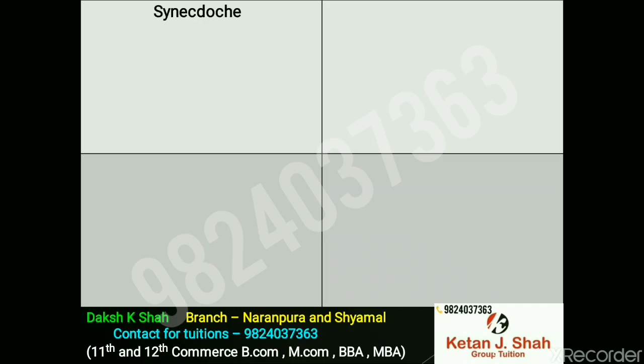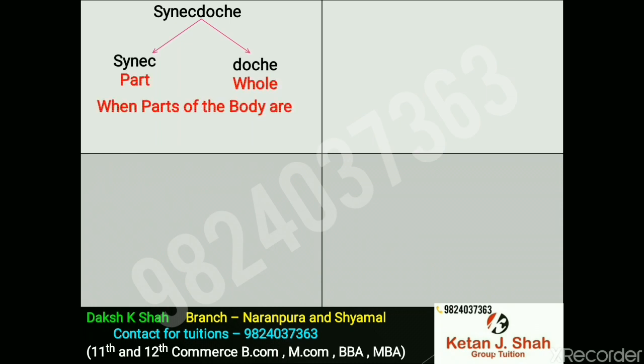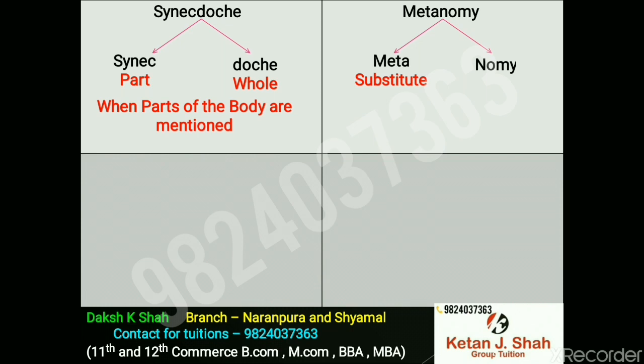Synecdoche. It can be divided into two parts, synec and doche. Synec means part and doche means whole. When body parts are mentioned in a sentence, it is called a synecdoche sentence. Metonymy. It can be divided into two parts, meta and nomy. Meta means substitute and nomy means name, substitute name. When a substitute word for a thing is mentioned.